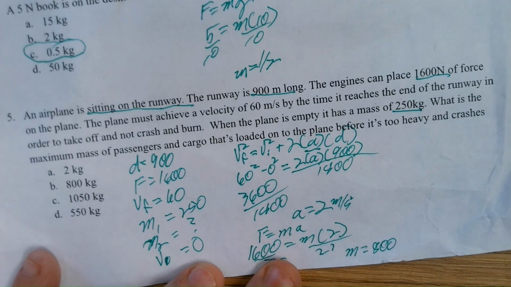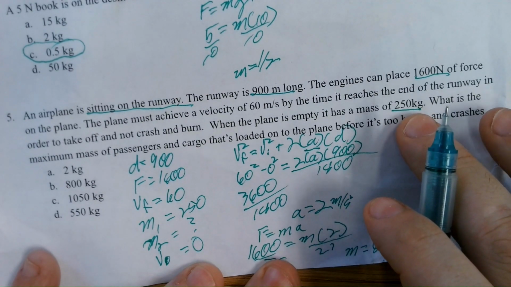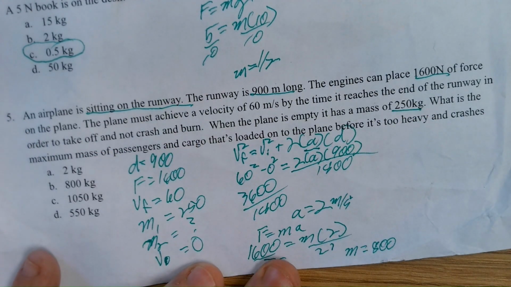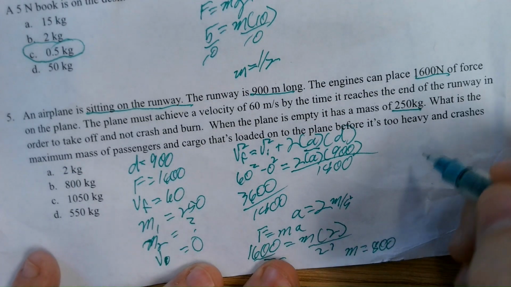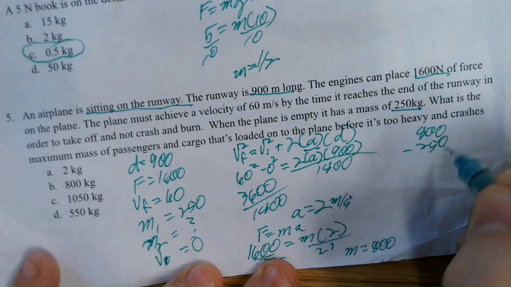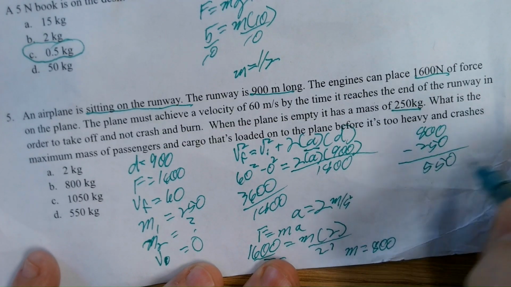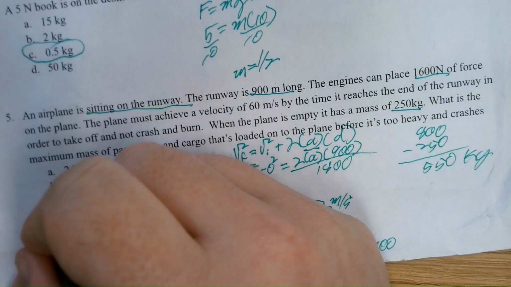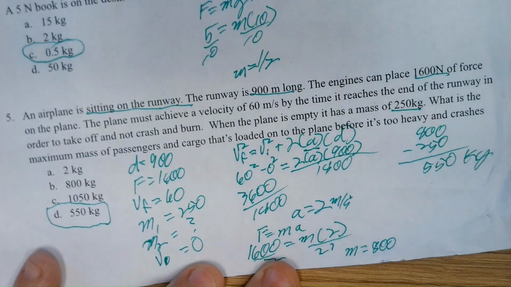Now this is the total mass, right? This includes the empty weight of the plane and all of the cargo. We just want the passengers and cargo. So we're going to take 800 and we're going to subtract out the 250, and that is going to give us 550 kilograms, and that is the answer.